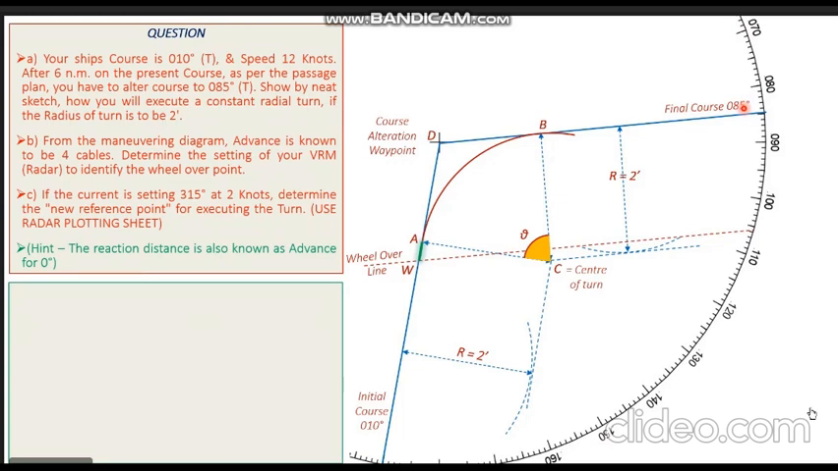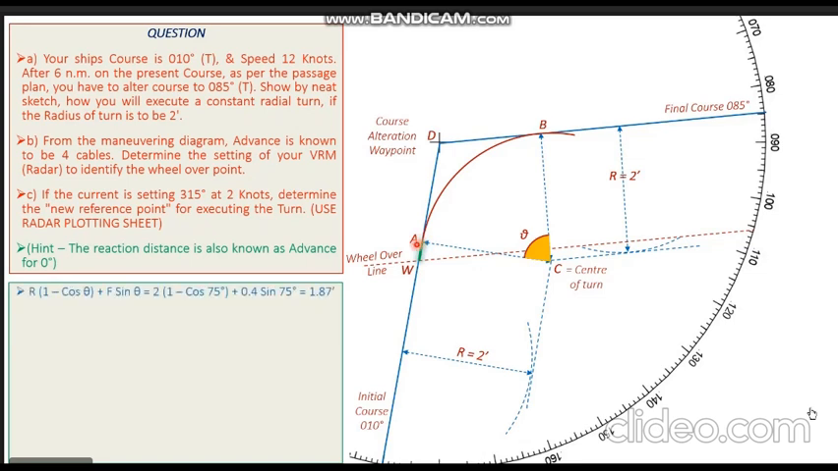Now the second method which we have is the calculation method. For that method, we don't need to plot the center. We don't need to draw the curved path. We don't need to know point Alpha on our plot. Without plotting all these things, we can obtain the wheel over line.